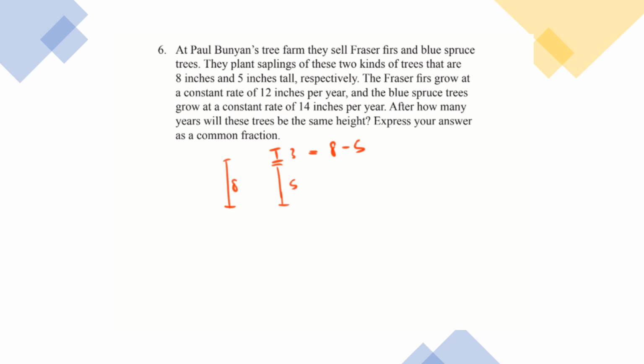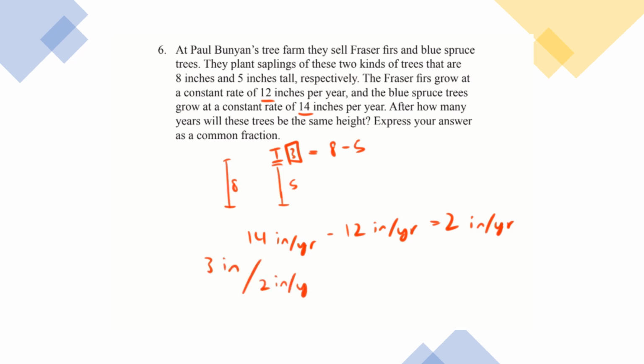So we know that the blue spruce trees are growing 2 inches per year faster than the Fraser firs, because of 14 inches per year minus 12 inches per year. So it's catching up by 2 inches per year. This means that these 3 inches should close out in 3 inches divided by 2 inches per year.